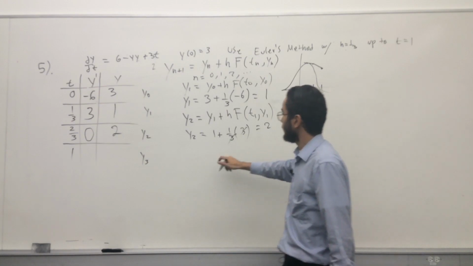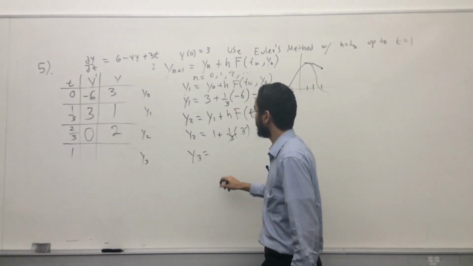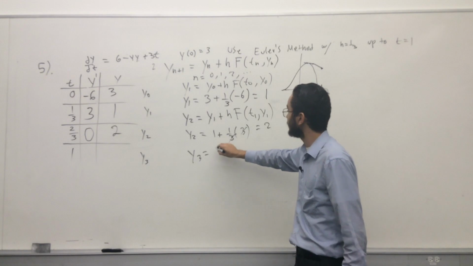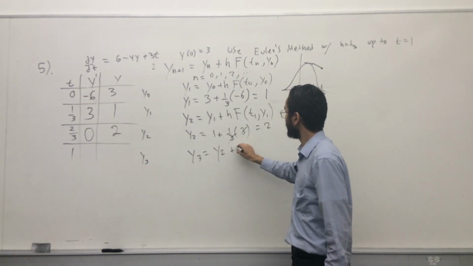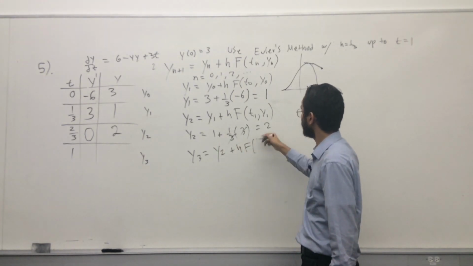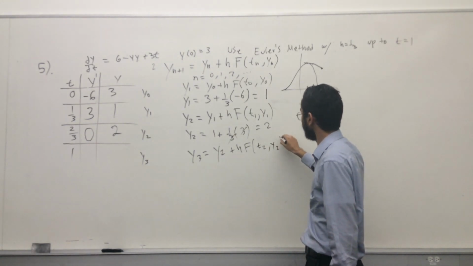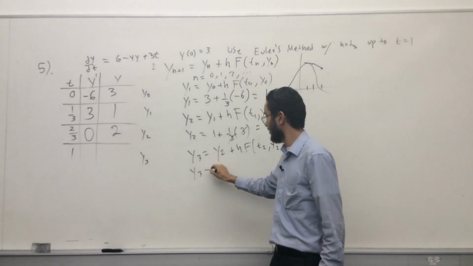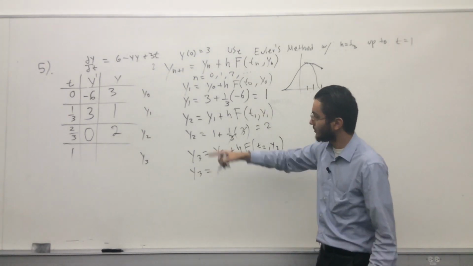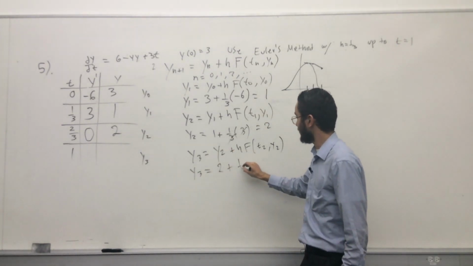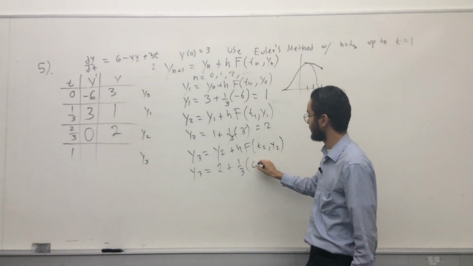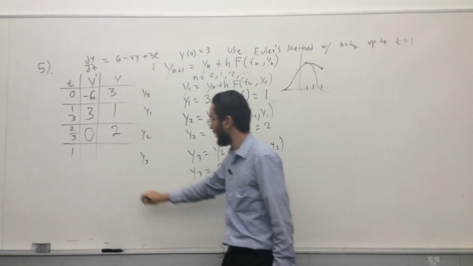Now, we're going to find y3, our final value for y. This is going to be equal to y2 plus the step size, multiplied by the derivative at t2. So y3 is going to be y2, which is 2, plus 1/3 multiplied by the derivative, which is 0. So it's going to be 2.